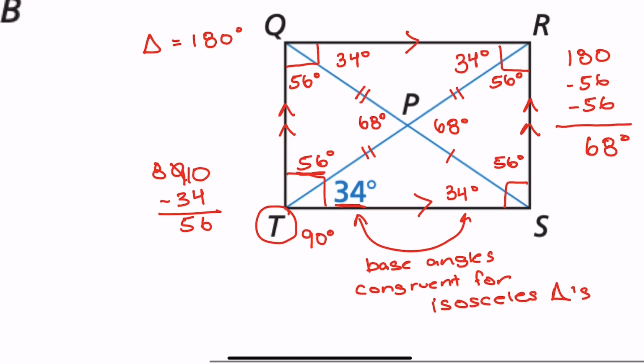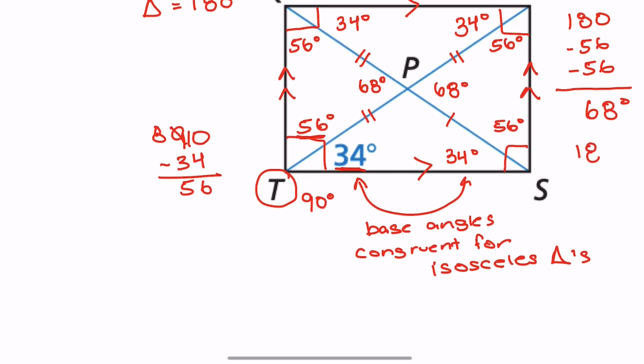And then I can do the same thing with my other triangles. 180 minus 34 minus 34 gets me 112 degrees.